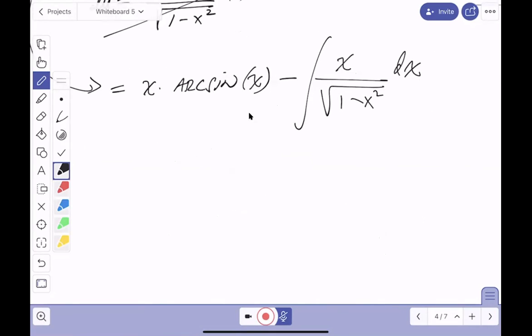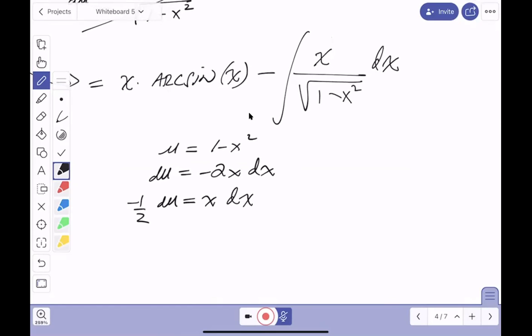And it does look easier. I'm going to use u substitution now, not integration by parts, but u substitution. So I'm going to say u is equal to 1 minus x squared, and du would equal minus 2x dx, which means minus 1/2 of a du is equal to x dx. Let me see if I can do that.